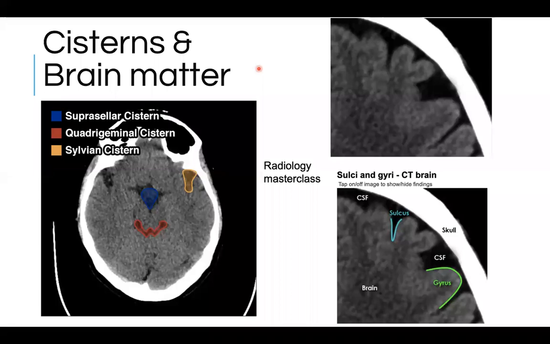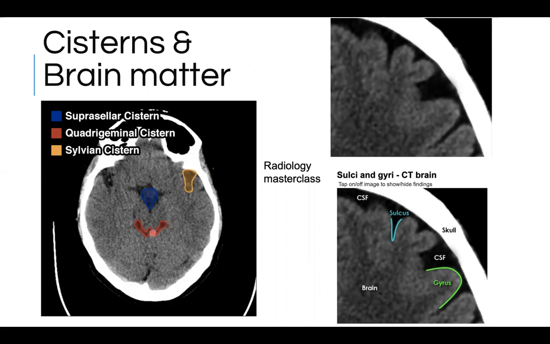There are 4 cisterns. There's one that's missing. I'm not sure if anyone can tell me which one's missing. It's something that you don't really need to know, but okay, it's fine. The one that's missing on the diagram is the circummesencephalic cistern. But here we can see the Sylvian cistern, the suprasellar cistern, and then the quadrigeminal cistern.